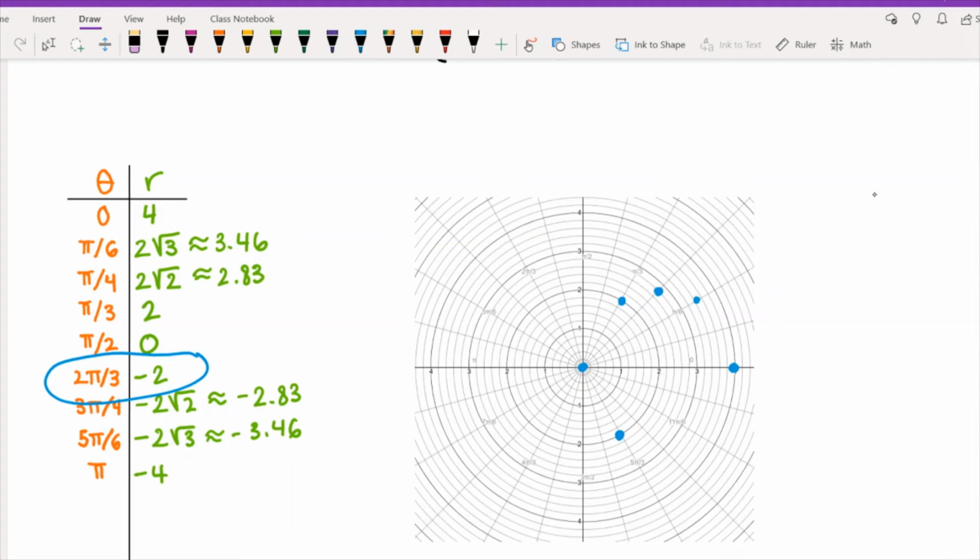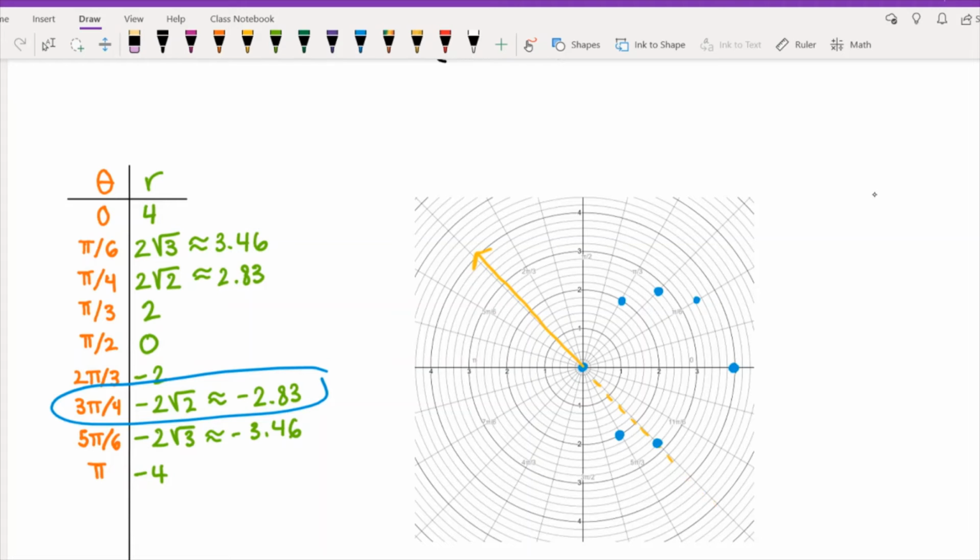Okay, so next up we have 3 pi over 4 and approximately -2.83. So 3 pi over 4, that would be this angle, but we have a negative r value, so that means we want to go this way when we actually put our point down. And so we want to go to a radius of approximately 2.83. So that would be, again, pretty close to -3, so somewhere maybe like around here.